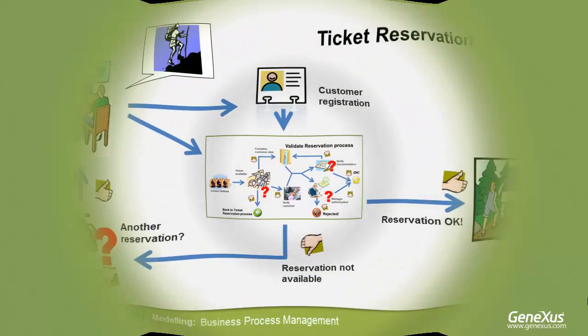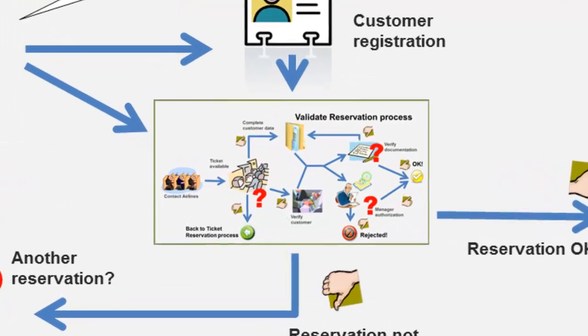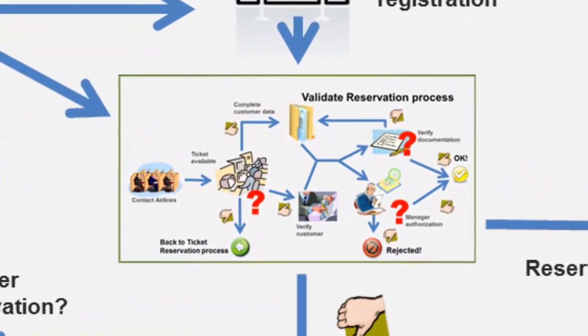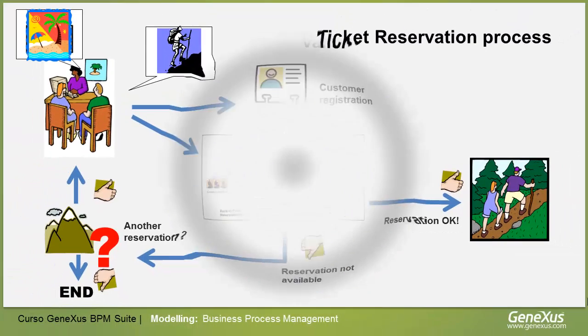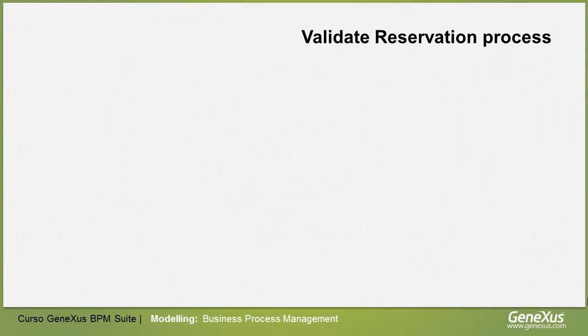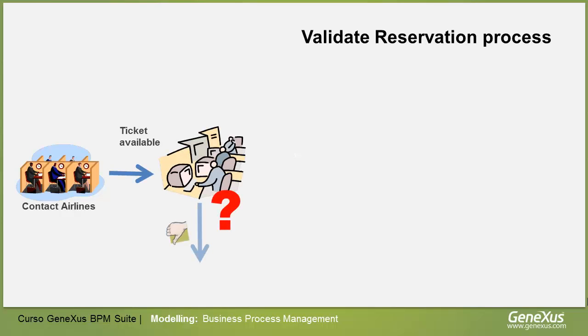The ticket reservation process used by the travel agency includes a sub-process that we've called Validate Reservation. This sub-process validates the details of the reservation that has been entered. During this process, the reservation availability is checked in the first place by contacting the corresponding airlines to confirm if there are flights available on the dates requested. The information obtained may indicate that there are no tickets available.